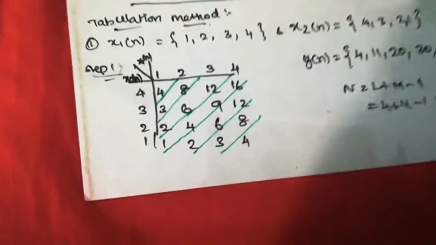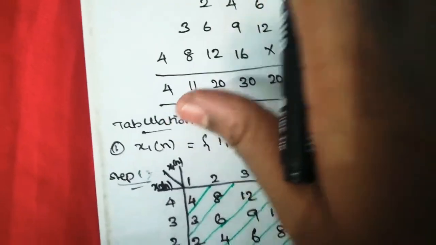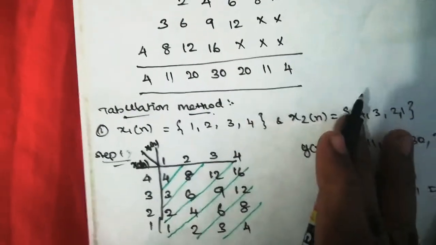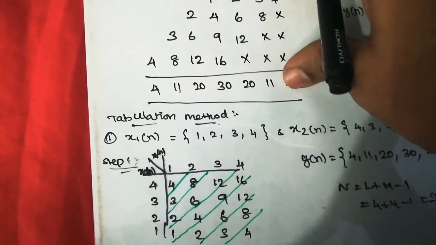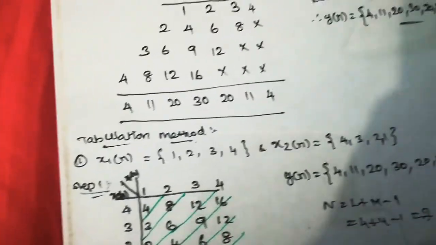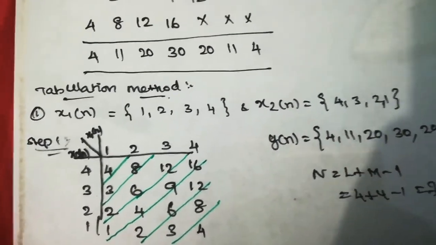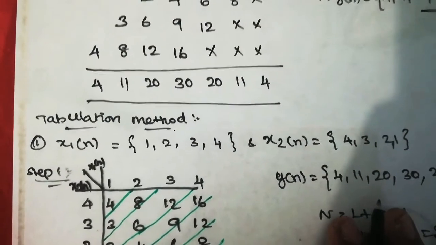Okay, so this is how to find or compute the linear convolution of any two given sequences, by using the general method, that is the direct multiplication method, and the second one is the tabulation method. That's all I want to say for now in this video.